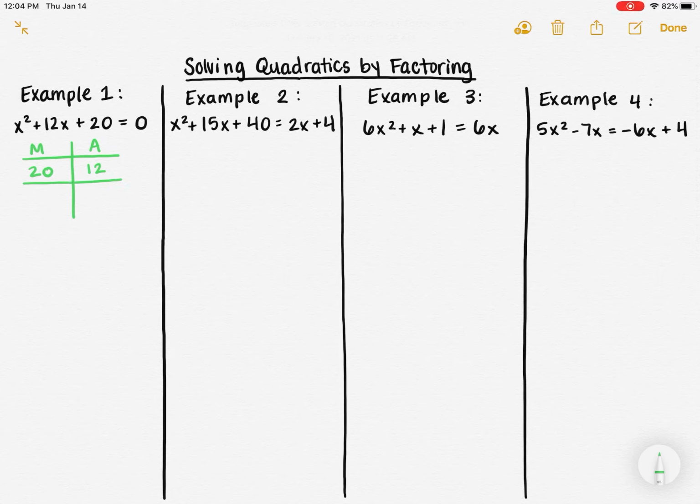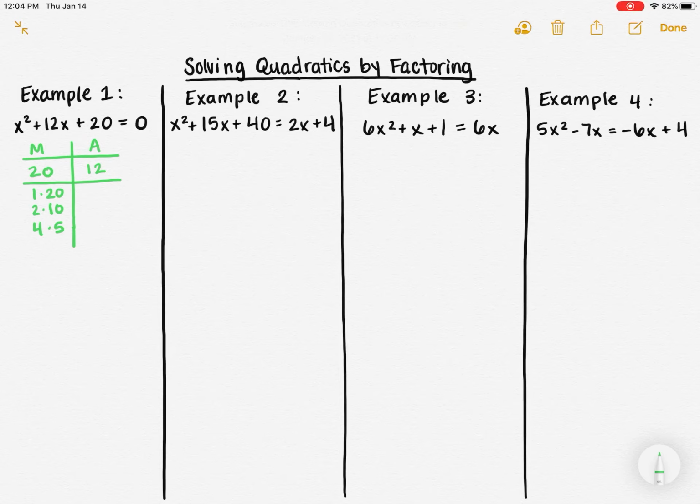And this is not a method I did in class, but it is a way you can organize your work if it helps. So I'm looking for two numbers that multiply to 20 and add to 12. So I usually start by listing my factors of 20 if I'm not sure off the top of my head. So I've got 1 times 20. I always start with that one, 1 times the number itself. We've got 2 times 10. 3 doesn't go into 20. And then I've got 4 times 5. So those are all my factors.